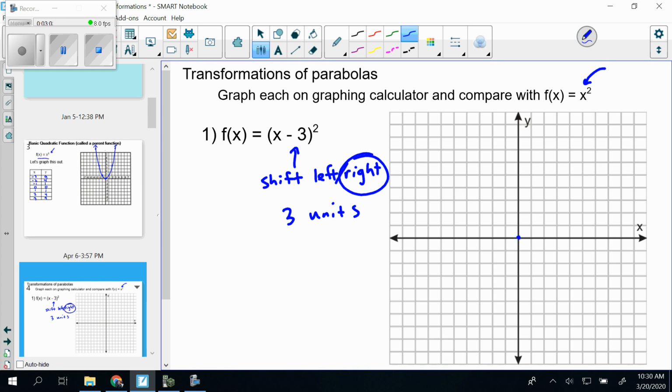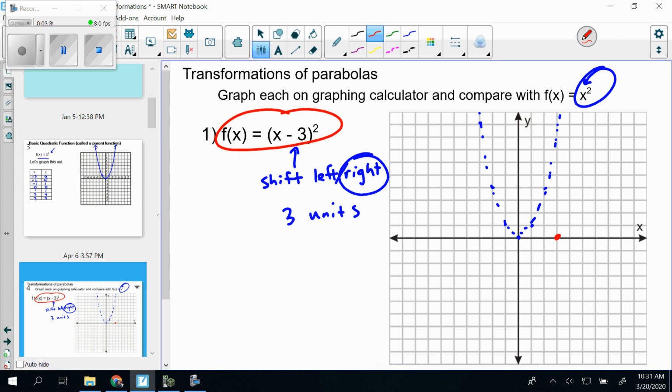So remember we had points at (1, 1), (2, 4), (3, 9). So it looks something like this. That's our parent function right there. Now if we're going to graph this one, it's that same graph, just 3 units to the right. So if we move this point over 1, 2, 3 spots right here, the vertex, move it over 3 spots, the other points should also then get shifted over 3 to the right.